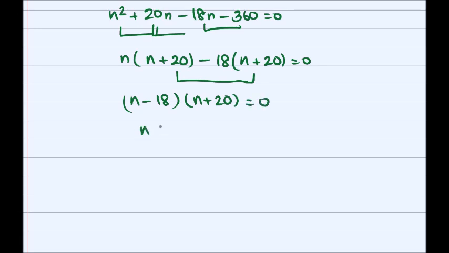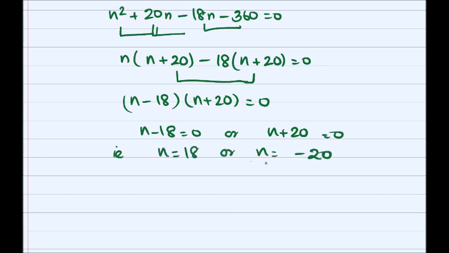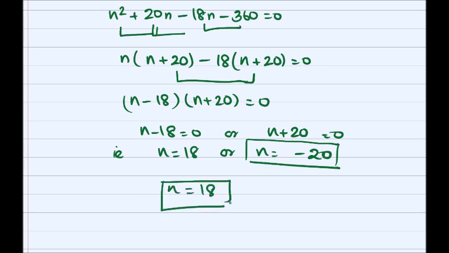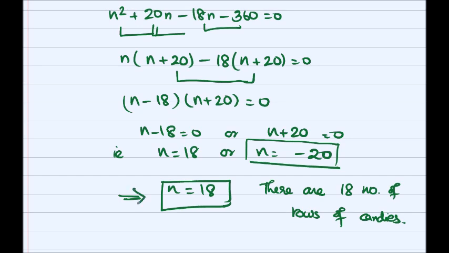That is n minus 18 is equal to 0, or n plus 20 is equal to 0. That is n is equal to 18 or n is equal to minus 20. So this is not possible. The total number of rows cannot be negative. So we can take n is equal to 18. That means there are 18 rows of candies. This is the first question's answer.